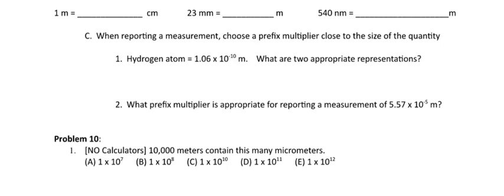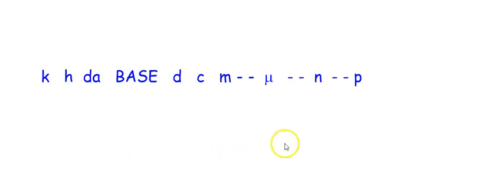In letter C, it says the hydrogen atom is 1.06 times 10 to the negative 10th meters. What are two appropriate representations? So let's go look at this number line and find 10 to the negative 10. Remember, micro is -6, -7, -8. Nano is -9, -10, -11, -12. So -10 is right here in between the nanometer and the picometer. So I'm going to use the nanometer and the picometer as my two approximate representations here.